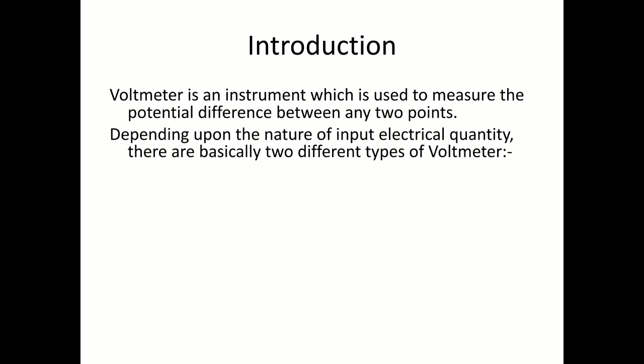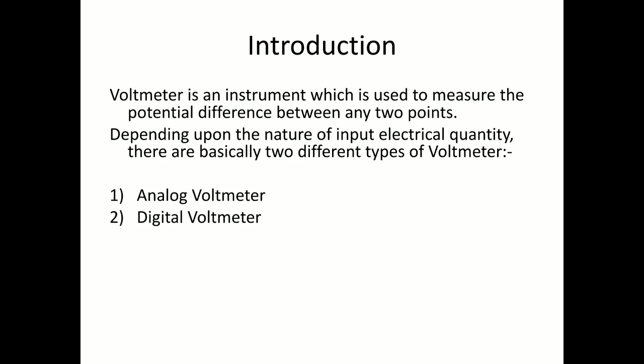And depending upon the nature of input electrical quantity, voltmeters are broadly classified into two main domains. First one is analog voltmeter and second one is digital voltmeter. Now, from the knowledge of our previous lecture, we know that an analog voltmeter is capable of determining the value of voltage when the nature of input electrical quantity is analog, or you can say continuous in nature. And for that, either we need to go for a PMMC type instrument or an MI type instrument.